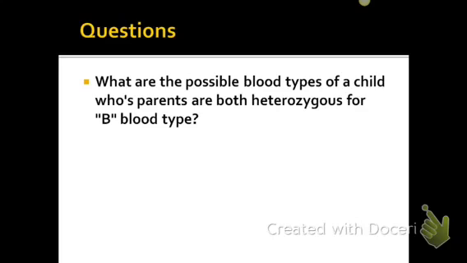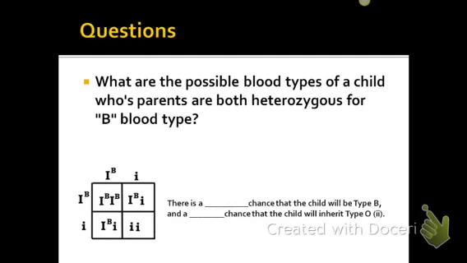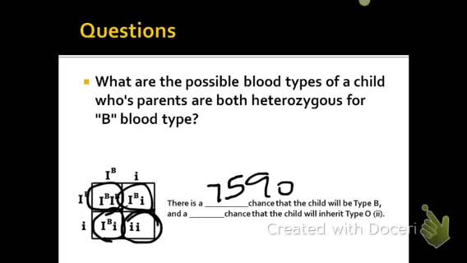Okay, so just another example, possible blood types of a child whose parents are both heterozygous for B-type blood, which means they're going to be a capital IB and a lowercase i, both of them the same. We do the Punnett square. We find out that we have B-type, B-type, B-type, 75% chance that the child will be type B blood. And we only have the 2 recessive lowercase i's show up one time, so 1 out of 4 is a 25% chance that the child will inherit type O blood. Okay?